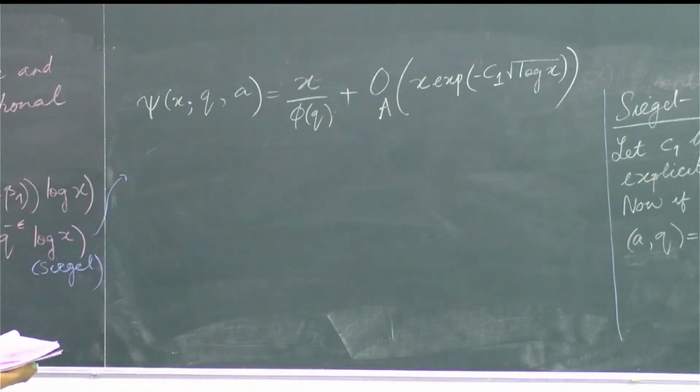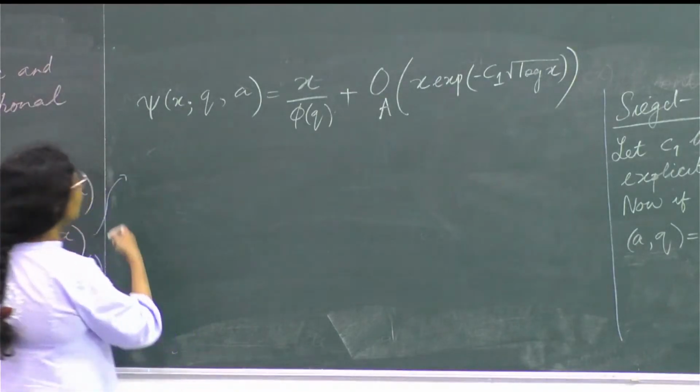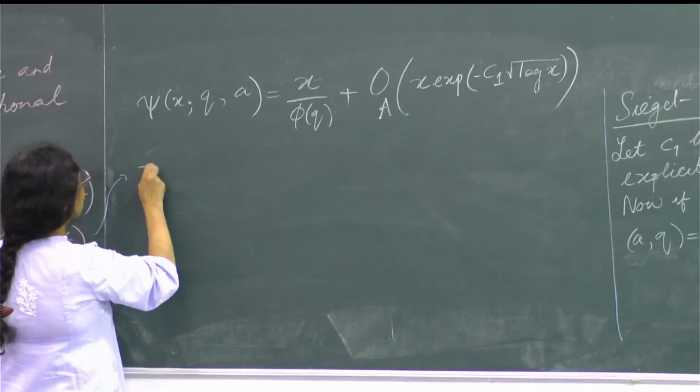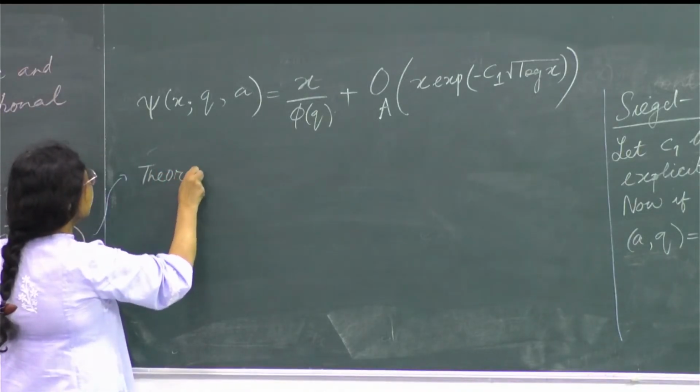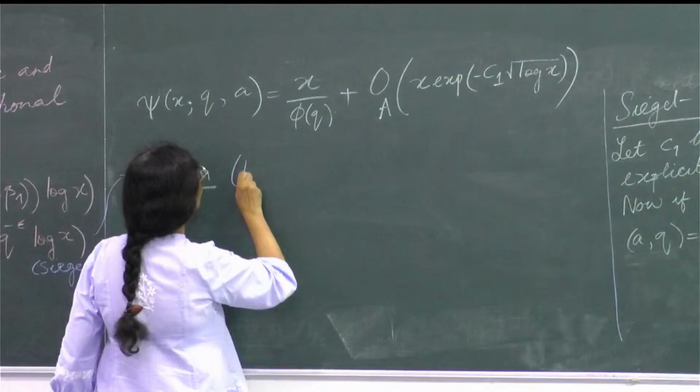So now from here, if you have the Siegel-Walfisz theorem, you can also prove the prime number theorem. So instead of writing it, so theorem, this is the prime number theorem. I mean, that's what we were supposed to find. So this is the prime number theorem in arithmetic progression.